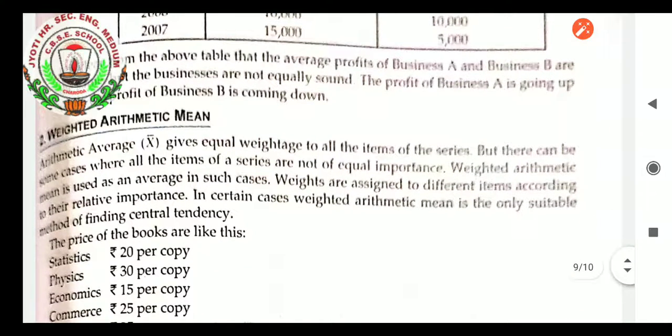Weighted arithmetic mean, the last topic of this chapter. Arithmetic average mean gives equal weightage to all the items of the series, but there can be some cases where all the items of a series are not of equal importance.